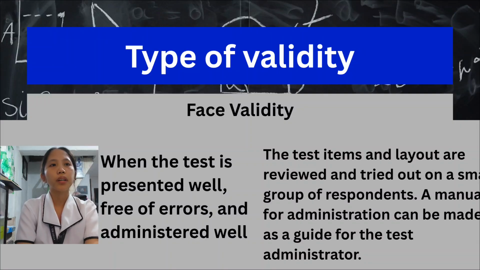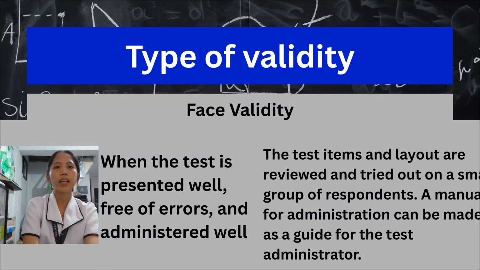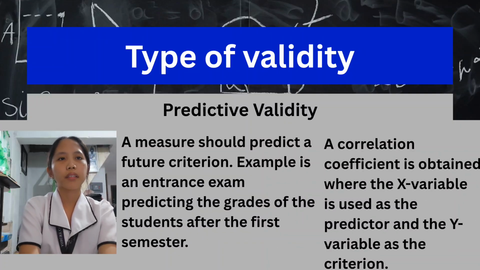So, in simple words, face validity asks us na maayos ba or clear and proper ba yung isang test sa unang tingin. So again, when we say content validity, dito tinatanong niya, match ba yung objectives? And when we say face validity, maayos ba and clear ang isang test? And next one, we have the predictive validity.